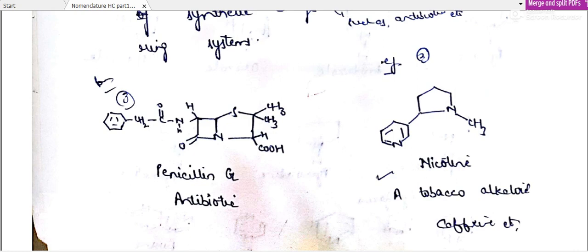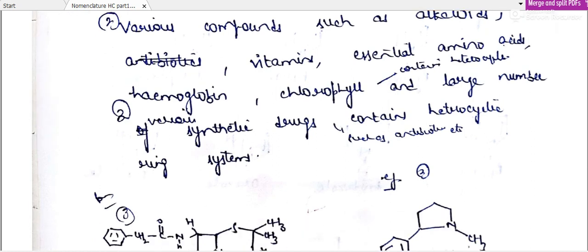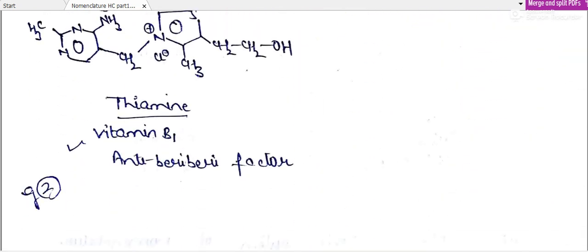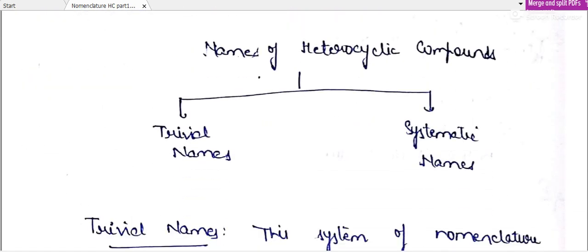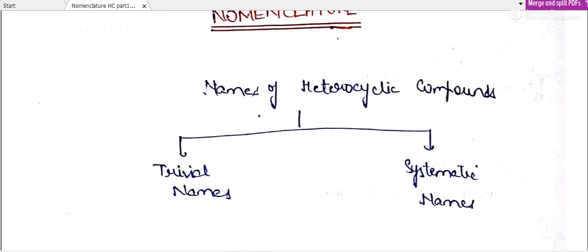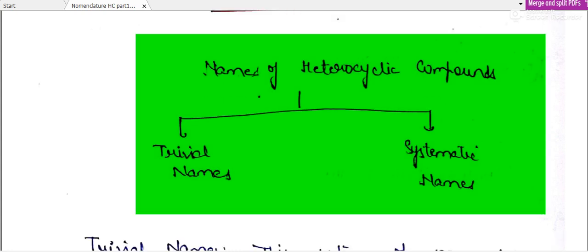So before going into the details of the chemistry, we need to understand the nomenclature of these compounds. Now what is nomenclature? Nomenclature means a system of naming organic compounds. So there are basically two ways to name a heterocyclic compound. There are trivial names and there are systematic names. What do you mean by trivial names?